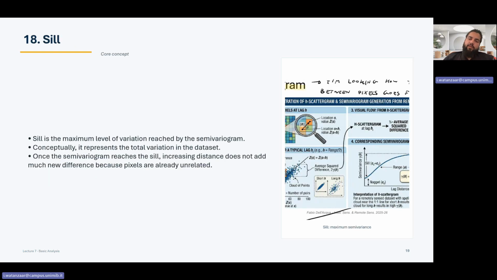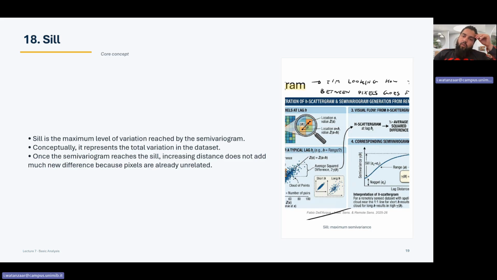Now exactly the sill, as I said. From this diagram, we can clearly say this is the sill, C0 plus C1. The sill is the maximum level of variation reached by the semivariogram. What do we mean by the maximum reached? Conceptually, it represents the total variation in the data set. This sill also reflects the overall maximum difference of the pixel values. Once the semivariogram reaches the sill, increasing distance does not make much difference because pixels are already unrelated.